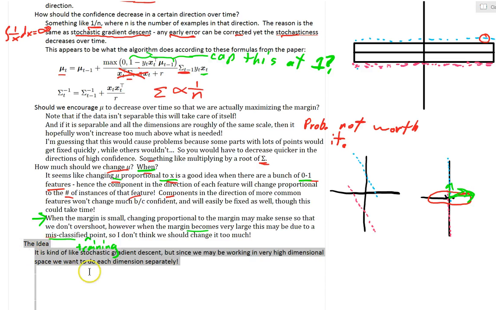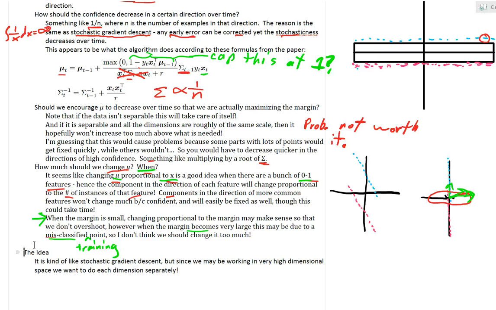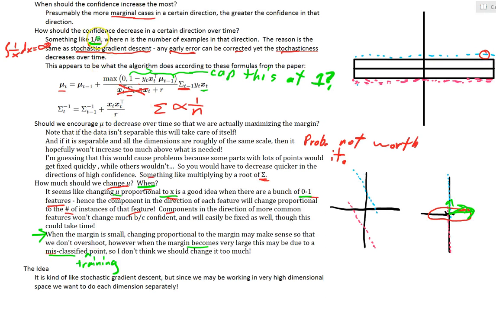Overall, I think the idea I've presented is what underlies why this works. I think the idea is kind of like stochastic gradient descent, but since we're working in very high dimensions, we want to make this decrease proportional to 1 over n. We want to make this directional. So we want to do it for each dimension or each direction. We want each direction to have its own factor of 1 over n. And that's what this matrix does, which is really cool.